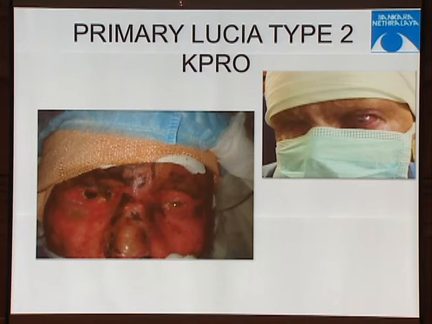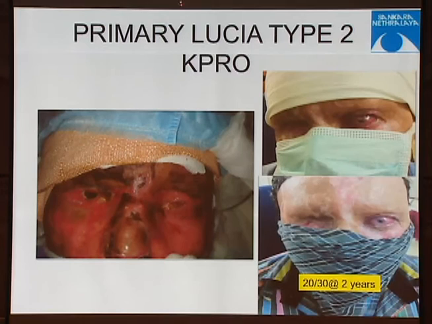He had brisk perception of light. Ultrasound was normal. We decided to give him a chance. We first did a little bit of lid reconstruction. We draped the ocular surface with mucosa. And we were not sure of his vision potential, so we didn't want to subject him to an MOOKP. So we thought we might try to do a Lucia type 2. And we did a Lucia type 2 in him. And he improved to 20/30, which he's maintained in a 2-year follow-up so far.